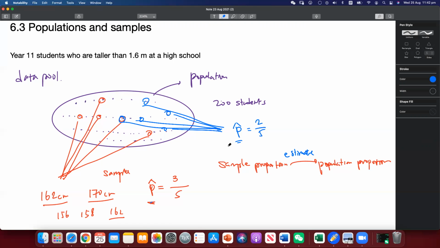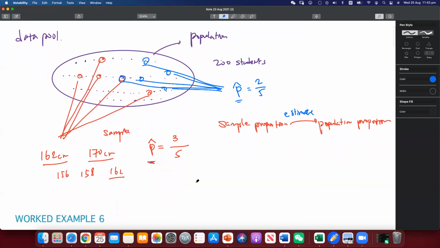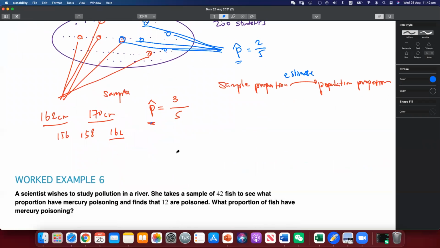So in reality, this p hat is a random variable, and in probability and statistics, we use an uppercase capital P to represent this random variable. It's a random variable because it's changing as your sample changes.